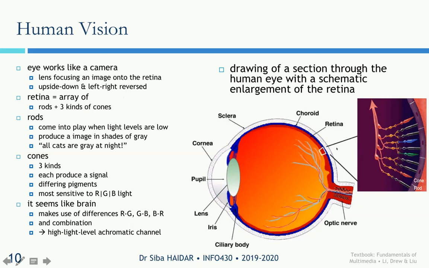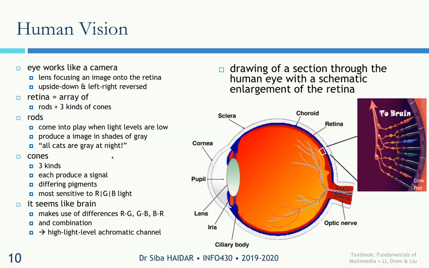If you can see this zoom in of the retina, you can see that it is an array of consecutive rods and cones. You have the rods in black, as you can see here in the animation, and there are three kinds of cones. The rods come into play when the light levels are low, so at night, for example, when we are in a dark place, they produce an image in shades of gray, and you can recall what the rods do in the proverb, all cats are gray at night.